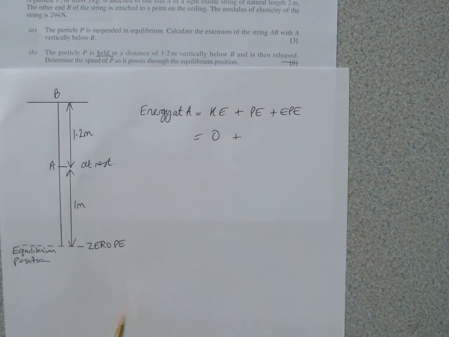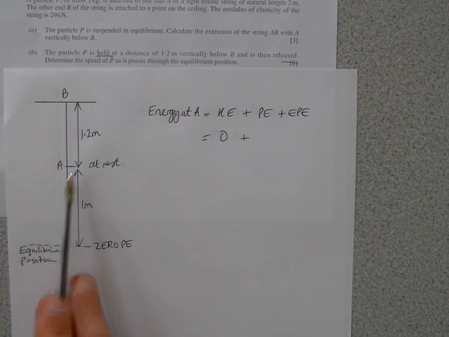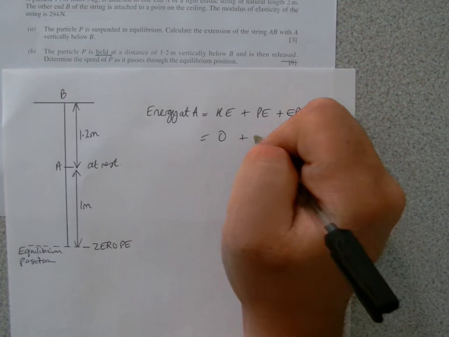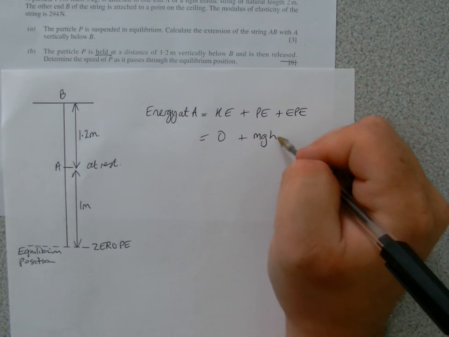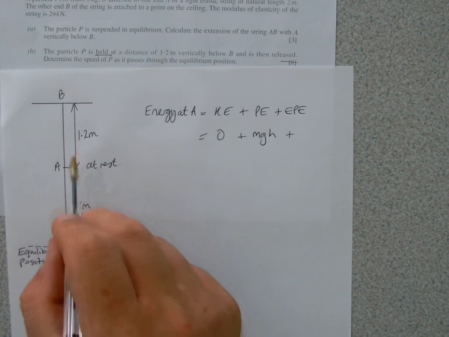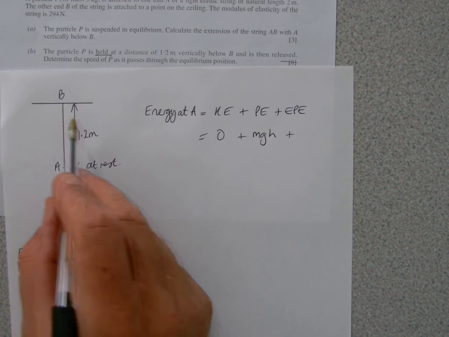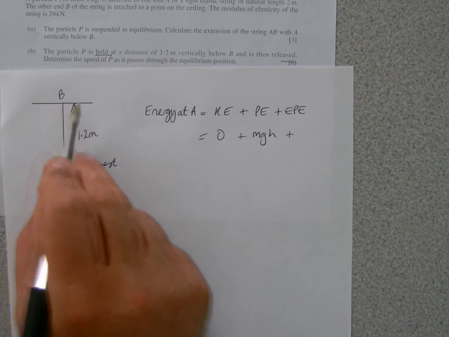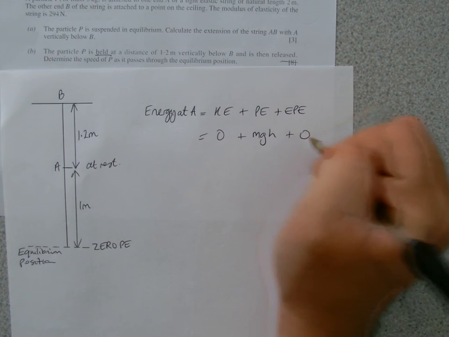Now, potential energy. What I've done is set my 0 potential energy at the equilibrium position. It makes sense to do that. So this is like the ground, if you like. So here, it's 1 meter above the ground, so we are going to have potential energy there. Let me write the formula to start with, but we know h is going to be 1. And elastic potential energy: if it's held 1.2 meters below B, and the string is 2 meters in length, then it's obviously going to be slack here, isn't it? It's going to be wavy like that. So there's not going to be any energy stored in that string, so that's going to be 0 as well.